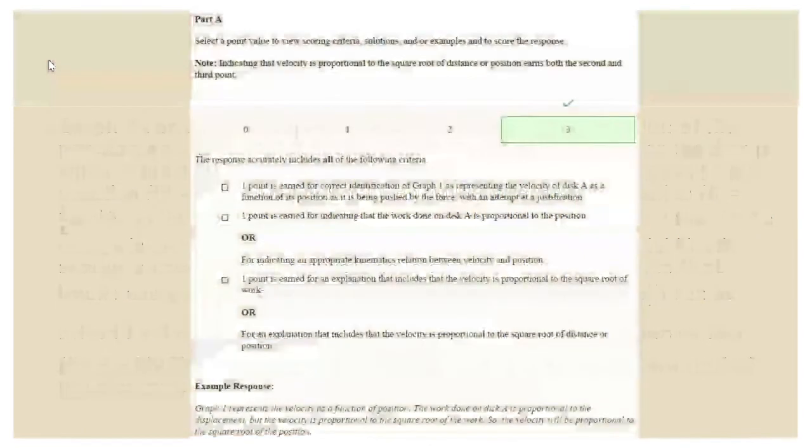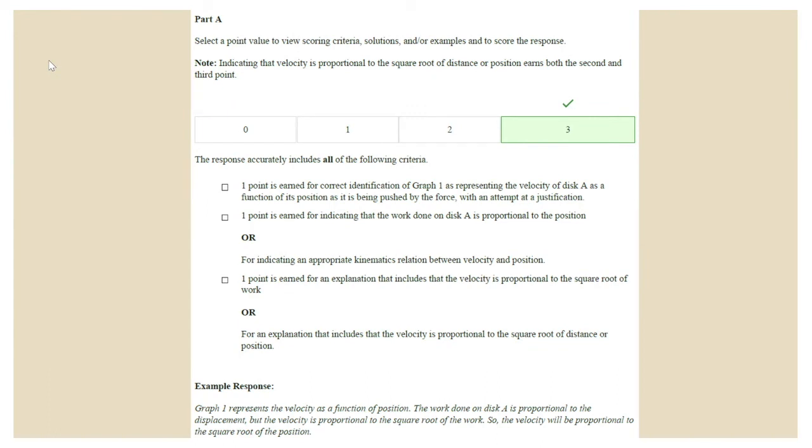All right, looking at the scoring guide here, this one was worth 3 points. It says here, note at the very beginning, indicating the velocity is proportional to the square root of distance or position earns both the second and third point. So I really kind of overly explained in my explanation because, look at what the second and third point is. It says 1 point is earned for indicating that the work done on the disk A is proportional to the position, and then 1 point for an explanation that includes that the velocity is proportional to the square root of the work.